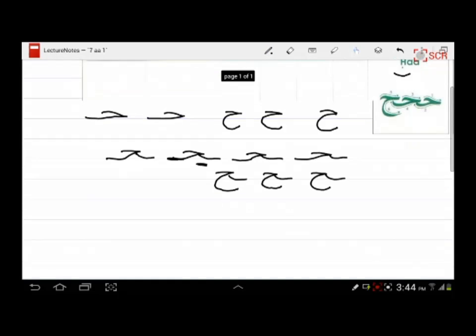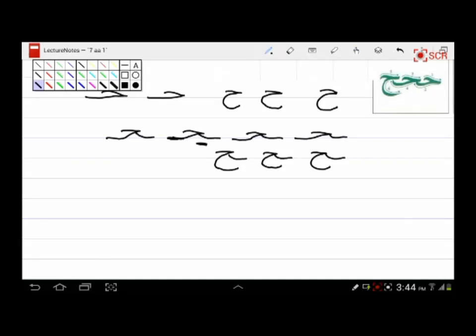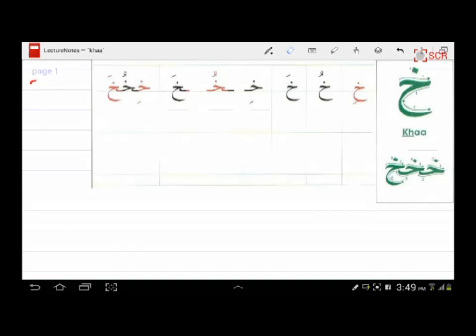Just I'm gonna write all of them together. Initial, middle, and final. Here you go. Okay, so practice that hat. Now let's take a look at the ha, which is very, very similar. Now this letter is ha. Ha. That's quite a strong letter. Now take a look at the main form.